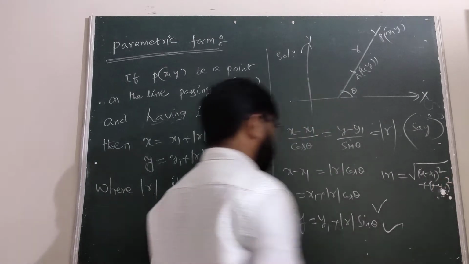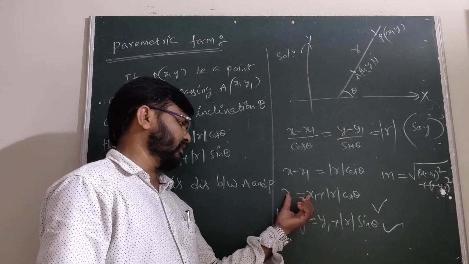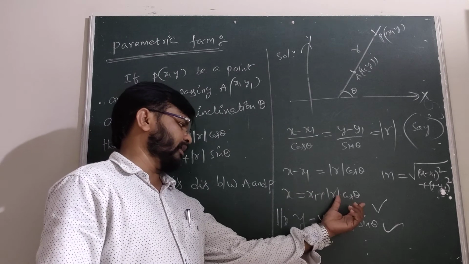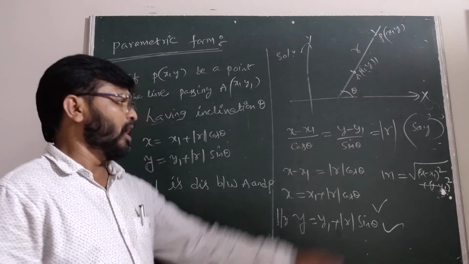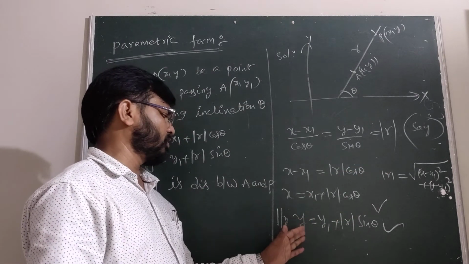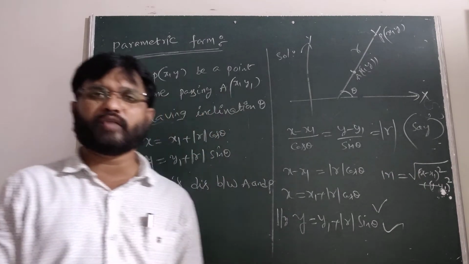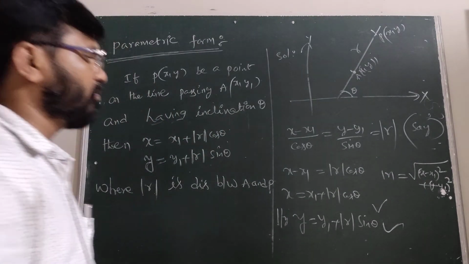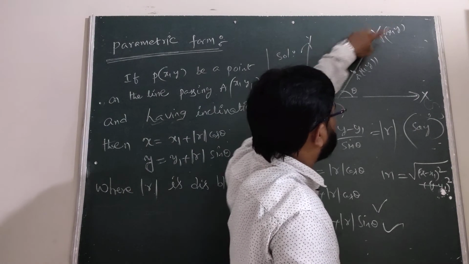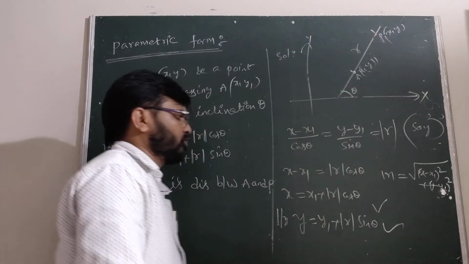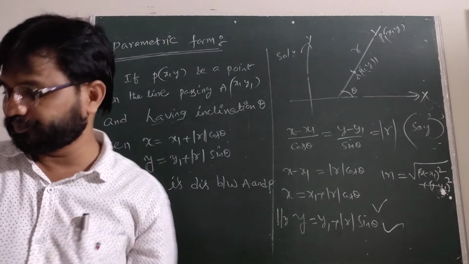Is it clear? Sending these to the other side, x minus x1 equals mod r cos theta, y minus y1 equals mod r sin theta. The sum of the squares is r square equal to (x minus x1) whole square plus (y minus y1) whole square. Therefore, mod r is the square root of (x minus x1) whole square plus (y minus y1) whole square. That is the distance. Okay, this is the parametric form.